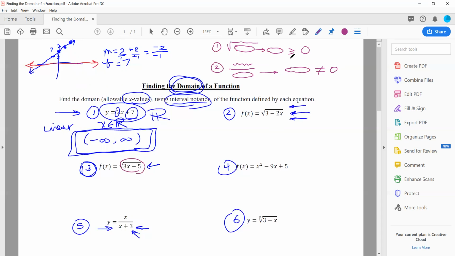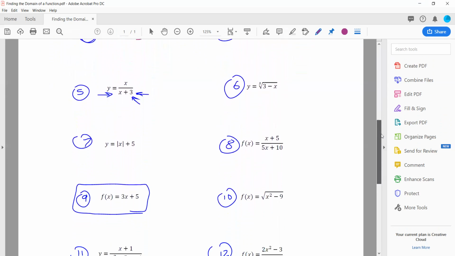So the one that I want us to look at right now, it is a square root. It has an x or a variable in the square root. So we're going to pull out all the junk from underneath the square root and say it's got to be greater than or equal to 0. So it's a real quick tip, a real quick thing that you can do.